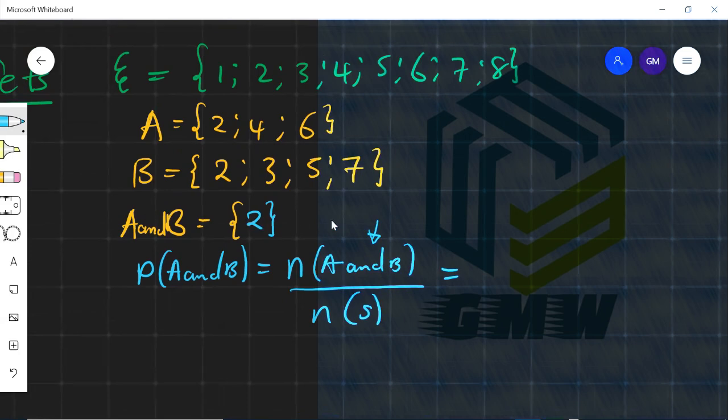Now, A and B, look at this. This is the set representing A and B. It's 1. We only have 1, right? One number appearing in both, right?